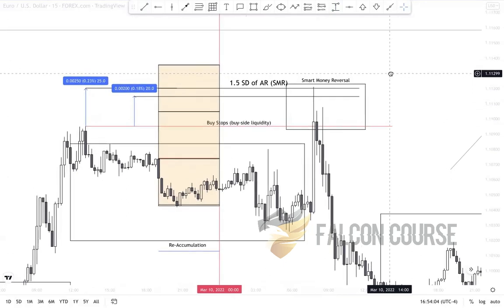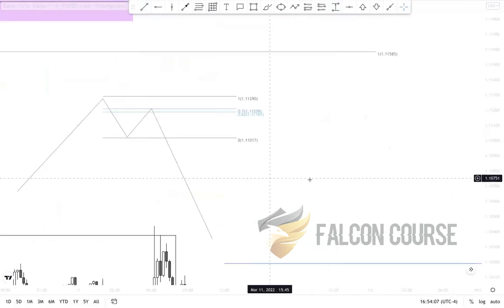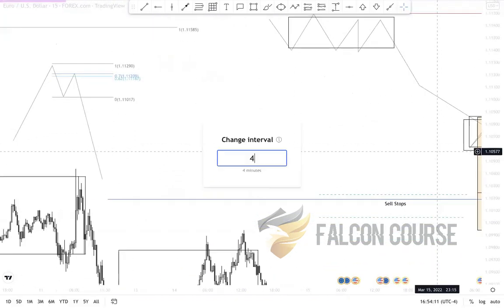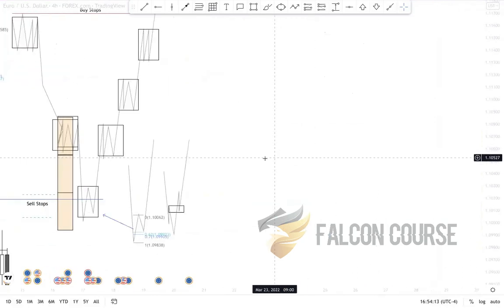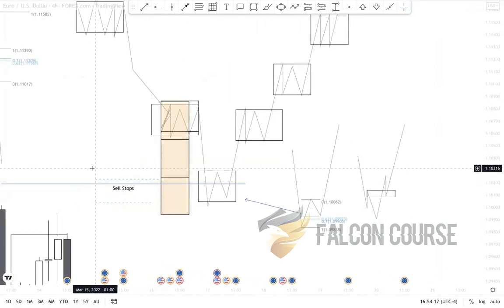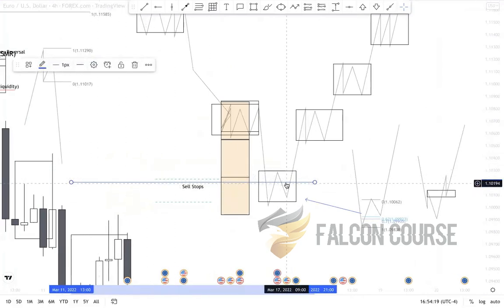And in this case, as I mentioned before, let's go back to the 4-hour. We can even have the standard deviations. We can have a sell stop sweep or a buy stop sweep; it doesn't matter if it's the opposite direction, I don't care. Same thing, just opposite direction.